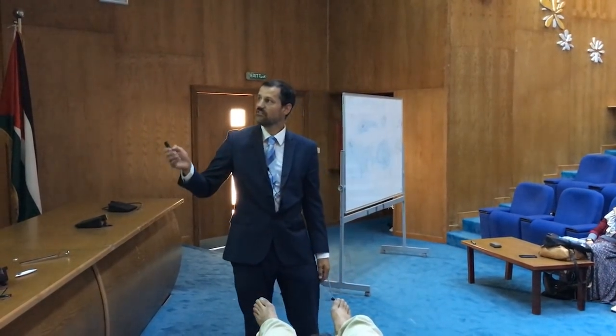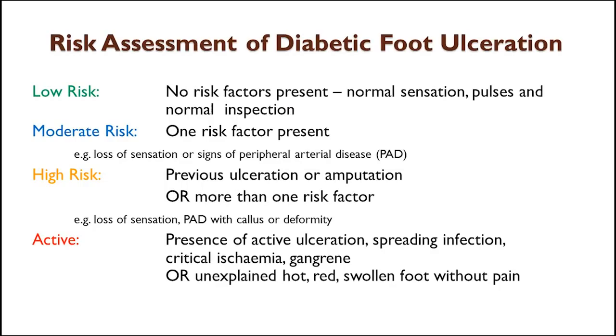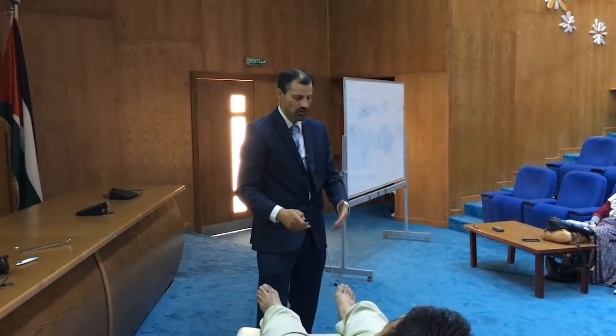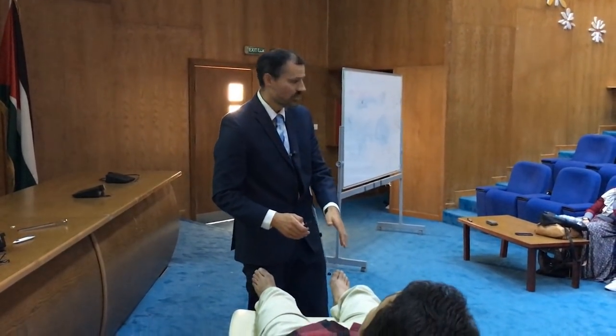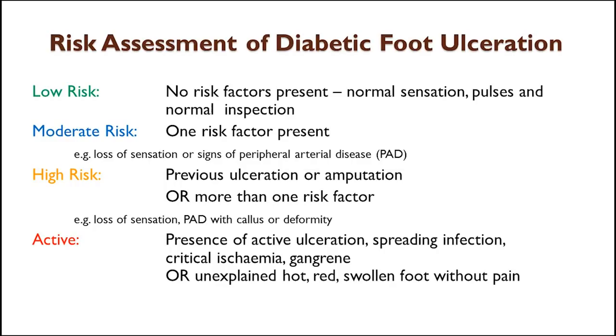Okay, so high risk is if they've had a previous ulcer or amputation, or they have more than one risk factor. So that may be a loss of sensation when you're testing sensation, or they've got callus formation, or you feel that the pulses are absent or weak, or you see a deformity in the ankle itself. Yeah? So they're all risk factors. If you've got 2 or more of those, then it's high risk.